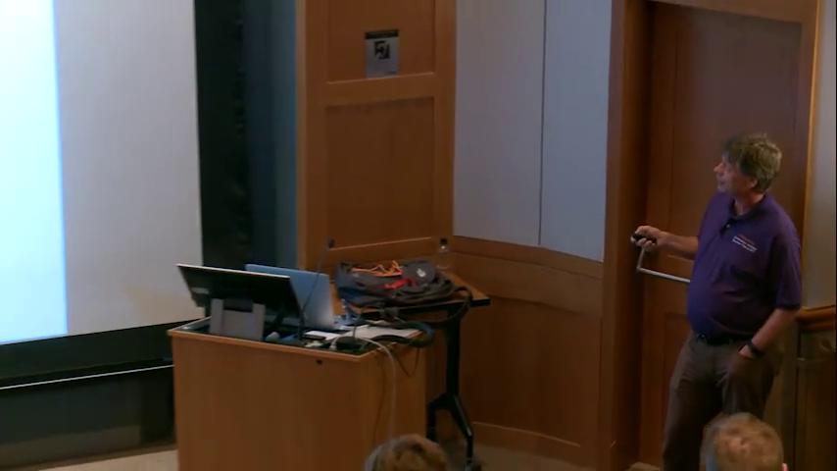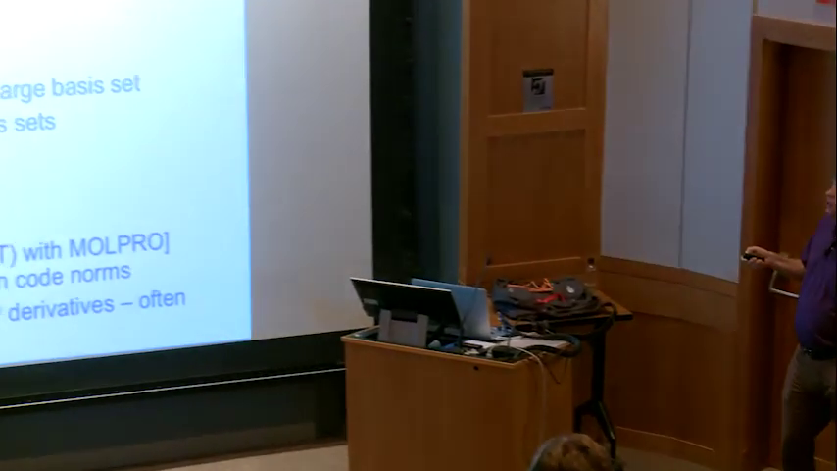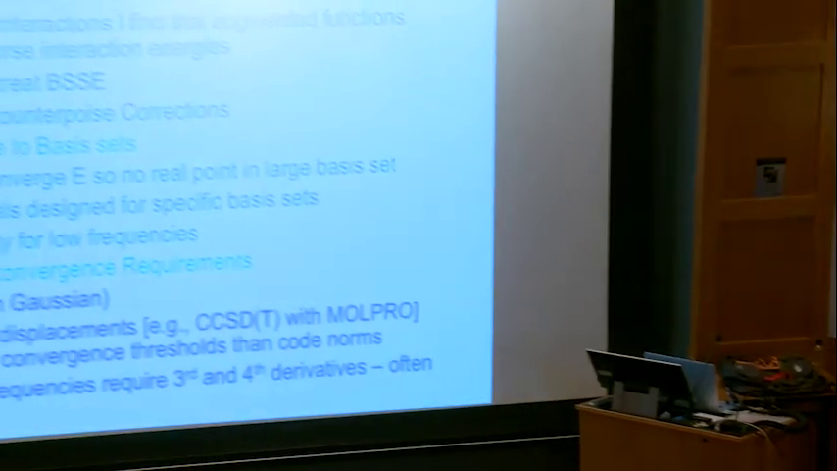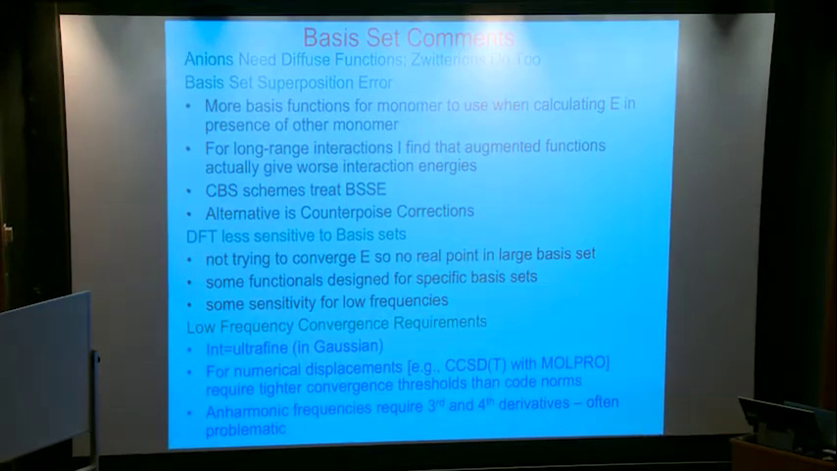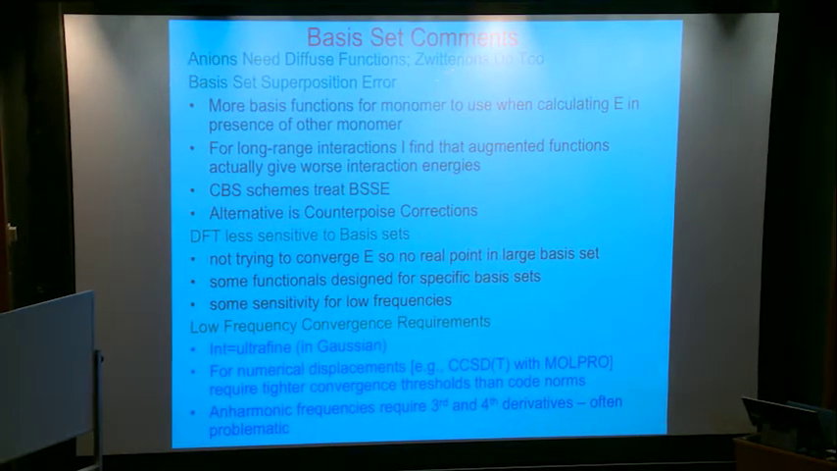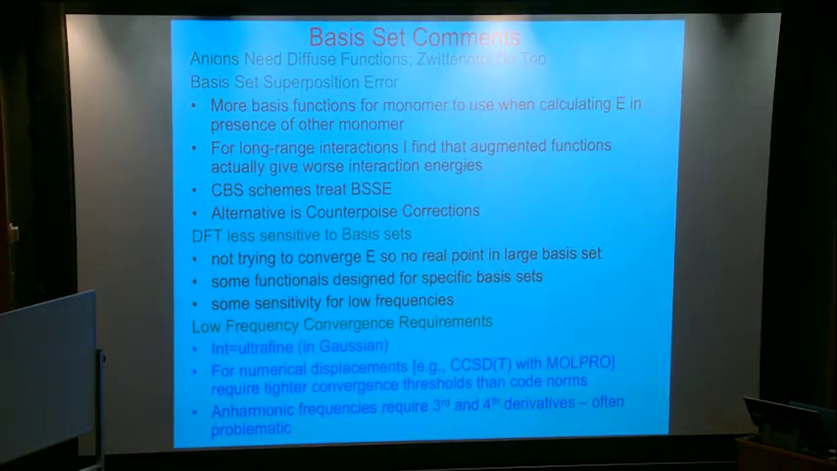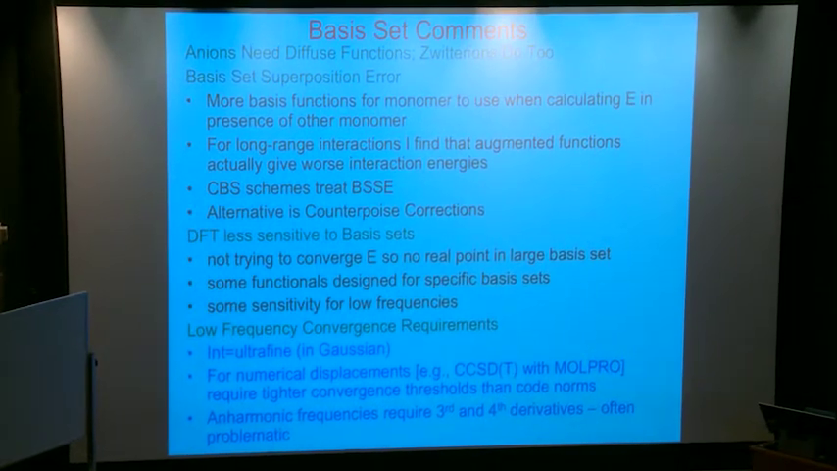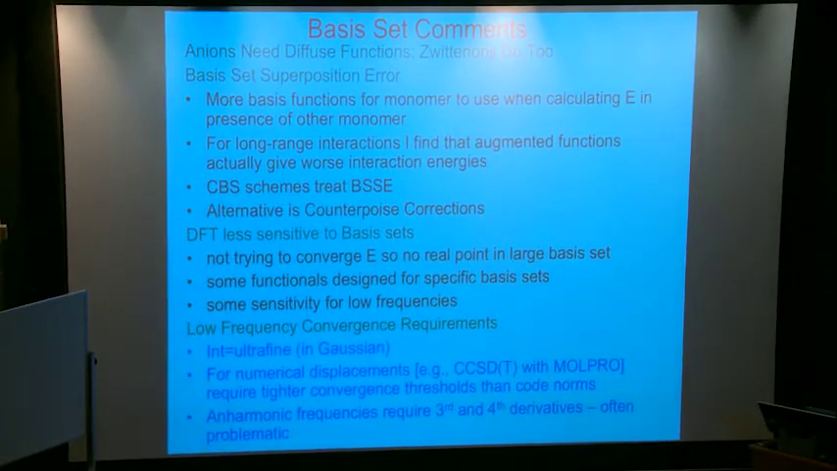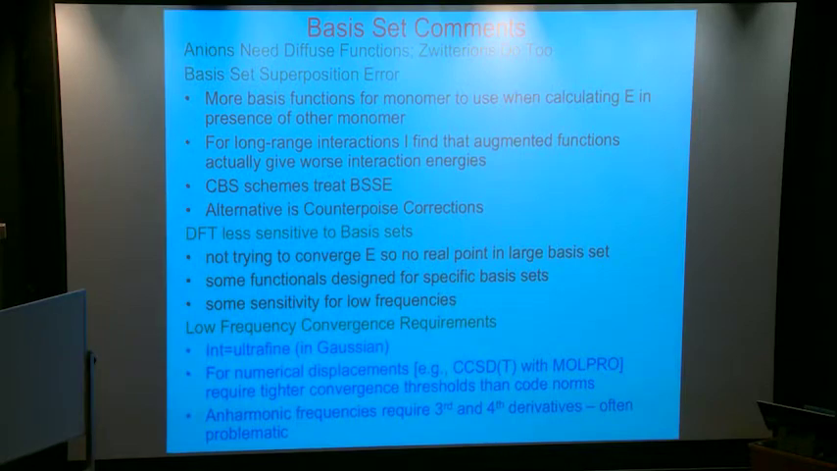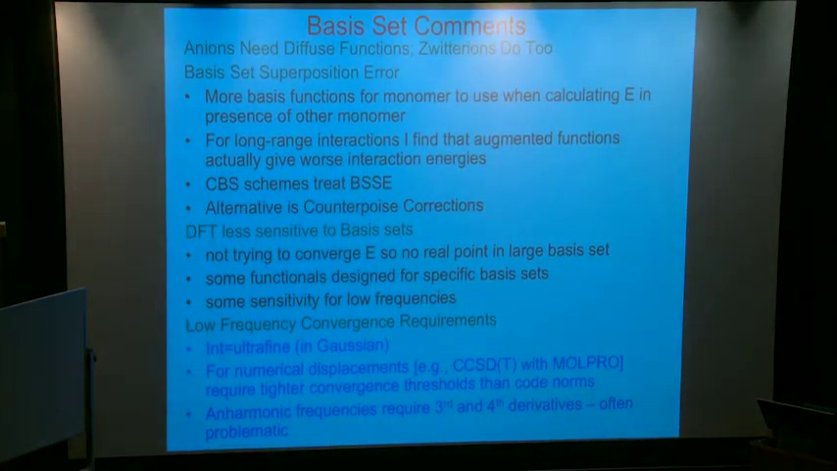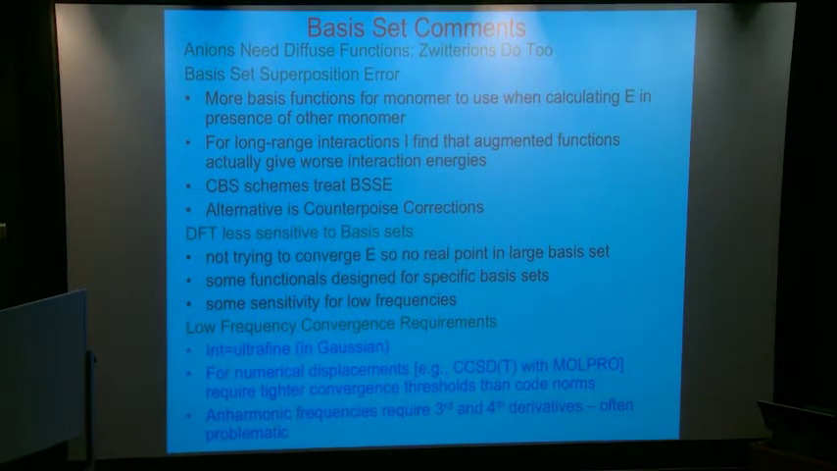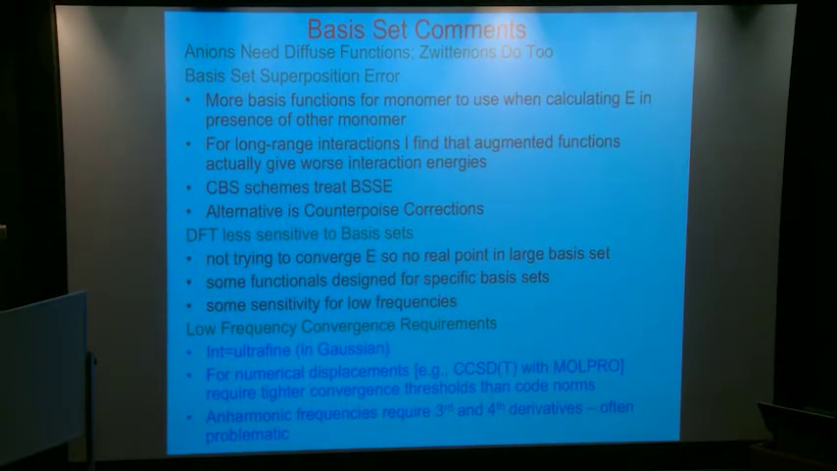So as I said a few times, it's important if we deal with ions, particularly anions, to have diffuse functions. Something that gives us problems is zwitterions. Everybody know what a zwitterion is? A zwitterion is a molecule that basically has two ions within the molecule. So you have one part of the molecule that's a plus charge and another part that's a minus charge. It happens all the time in proteins.